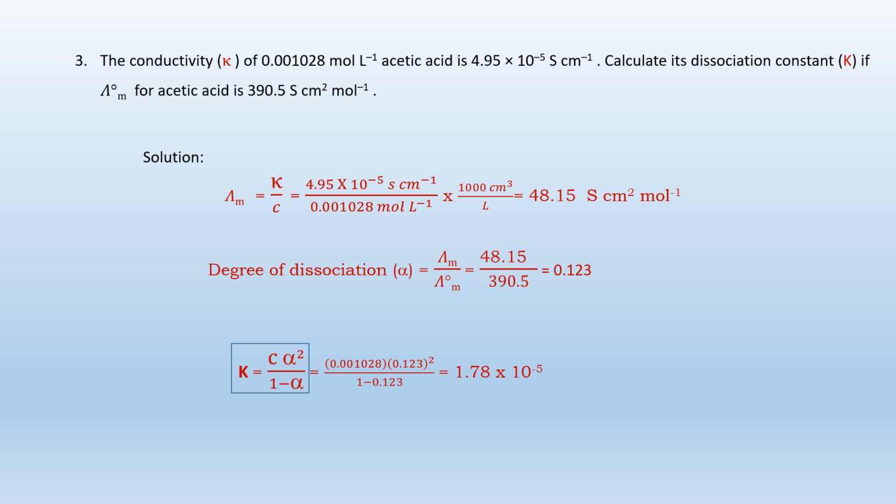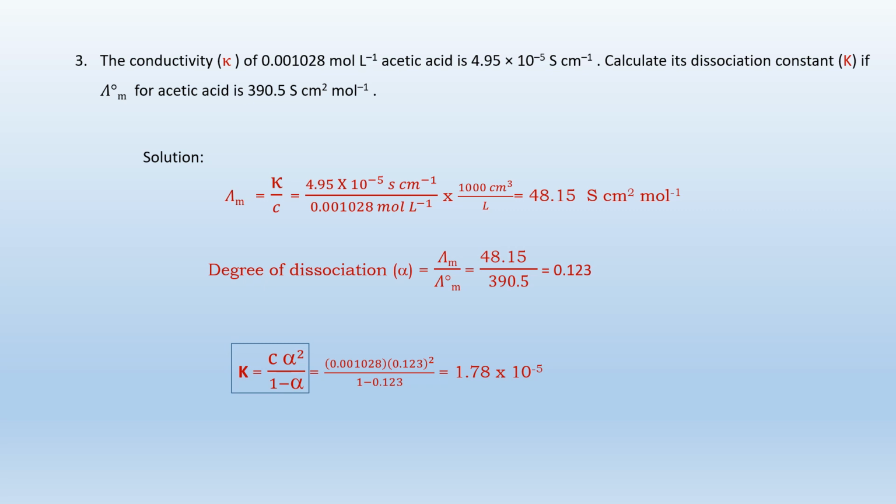Where C is the concentration, alpha is the degree of dissociation for a weak acid. We don't know the alpha value, that is the degree of dissociation, and it can be calculated by the formula lambda m divided by lambda naught m, that is molar conductivity divided by the limiting molar conductivity, where the molar conductivity is equal to kappa by C, that is conductivity per concentration.